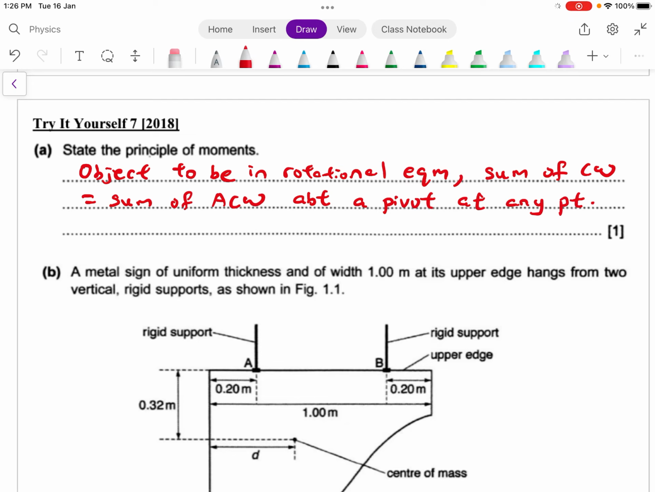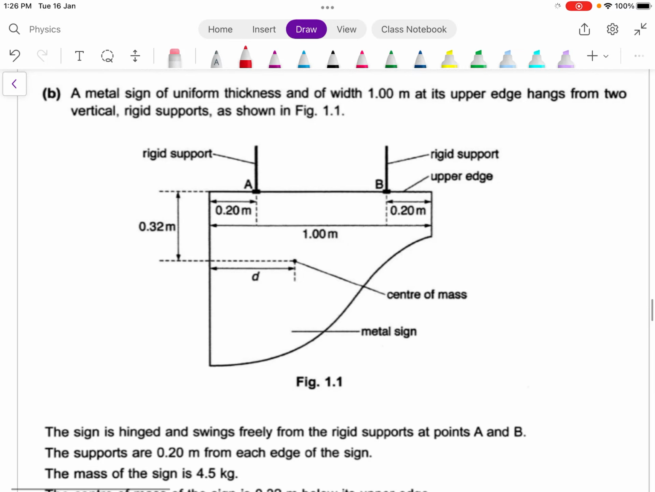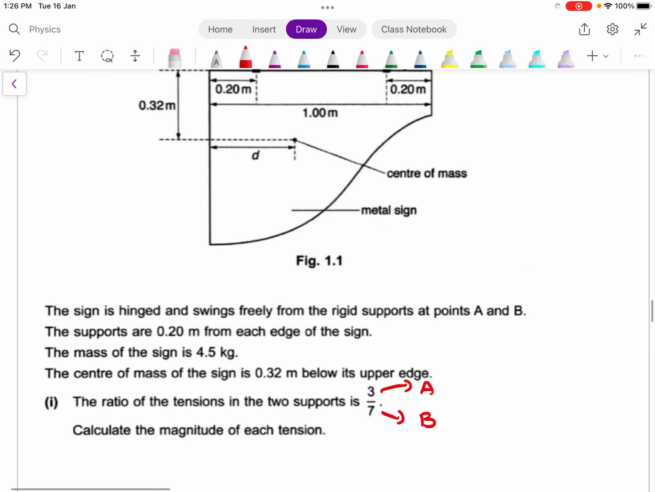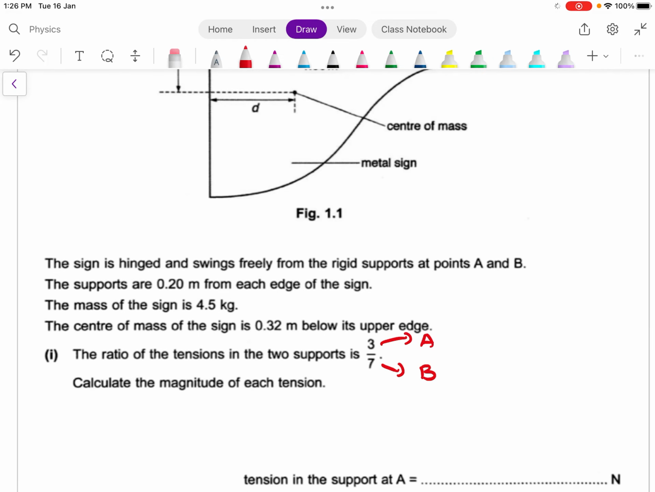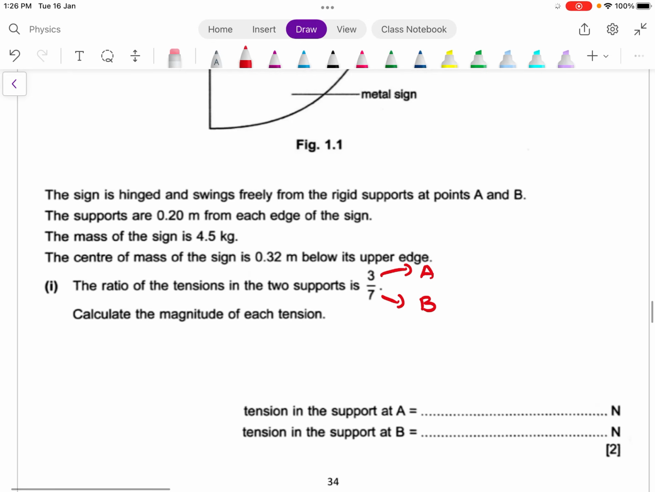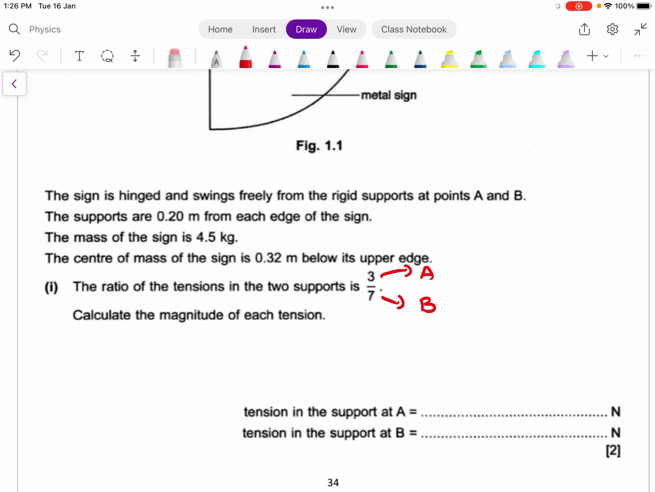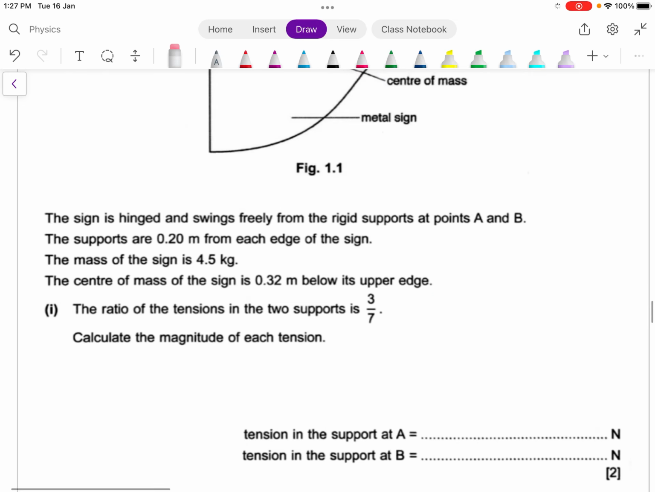Okay, for part B, we have this metal sign of uniform thickness. We are given all the different dimensions, then we are given the mass of the sign to be 4.5 kg. Then the center of mass is so and so forth. So part I, they ask us to determine the magnitude of each tension if the ratio of the tensions of the two supports is given as 3/7. To be frank, I think I put it wrongly already. Okay, 3/7 is the tension, right?